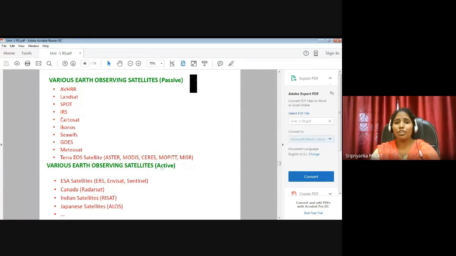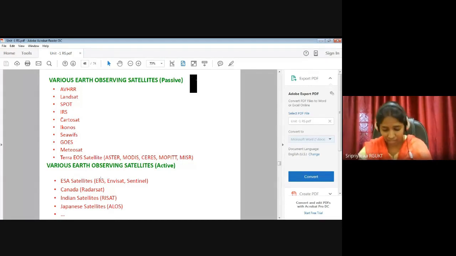Okay, next to that, if you see active remote sensing, in the last 10 years or so, this kind of active remote sensing has actually increased. You can see the active remote sensing satellites are the ESA satellites, Envisat, Sentinel, Canada's Radarsat, India's RISAT, and Japan's ALOS. These are different active remote sensing satellites.